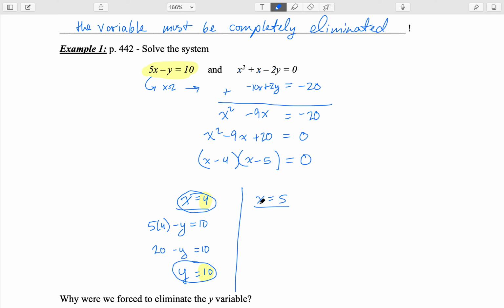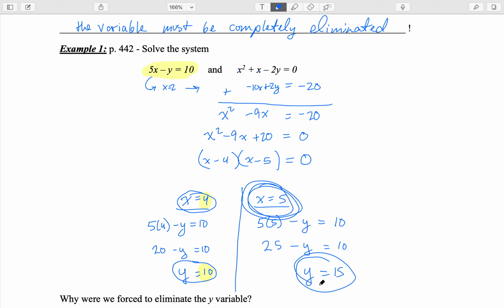5 times x minus y is equal to 10, so 5 times 5, 25, minus y is equal to 10. Remember, minus 25 on both sides. Minus y is minus 15, so y is going to equal positive 15. And that makes sense, 25 minus 15. So here's my other solution. When the x value is 5, the y value is 15.